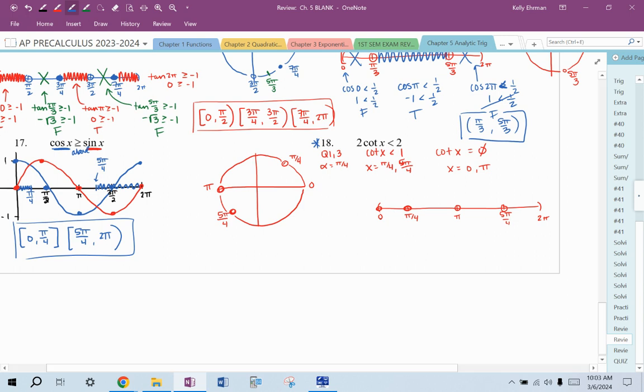Normally I begin by plugging in 0, but I can't do that here. So instead of 0, I'm going to pick pi over 6. I can't use 0 because cotangent of 0 is undefined. And I don't know, is undefined less than 1? That's kind of hard to say.